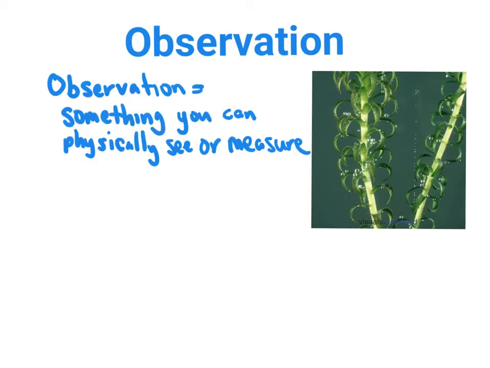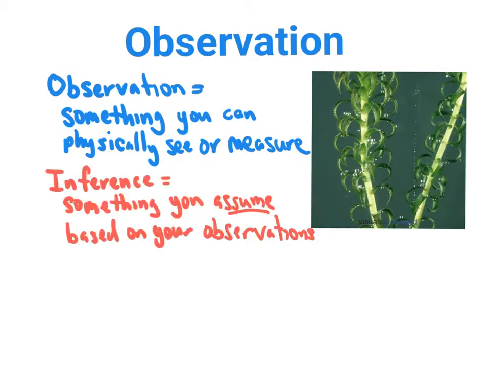We're making observations because observations are things you can physically see or measure. The other thing that we make in science besides observation is something called an inference. An inference is something you assume based on your observations. In this case, I'm assuming these bubbles are oxygen gas. They could be carbon dioxide, they could be something else, we don't know. But I'm assuming they're oxygen because I know that Elodea is a plant, and I assume that it's undergoing photosynthesis. Therefore, my inference is that these are oxygen bubbles.